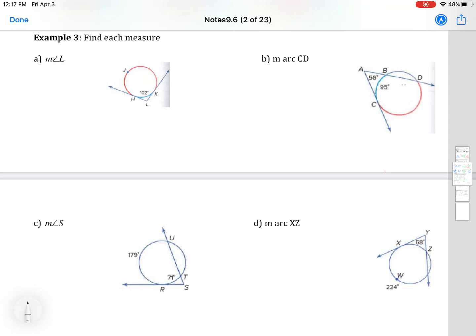There are 3 different formulas that you need to remember. So please make sure that you ask for clarification if you do not understand. All right, so here we go. In this case, we have 2 tangents. So tangent 1, tangent 2.